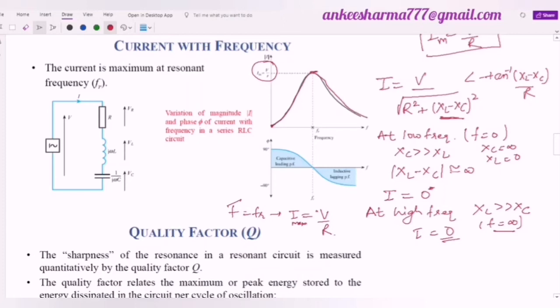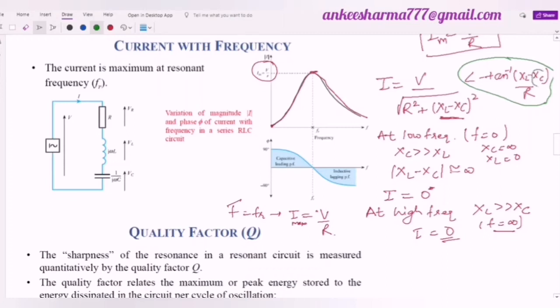So this is the magnitude part of my current, where I have just shown you the magnitude effect. Let's discuss the phase effect also. Now what is the phase? I use a different color now. This phase is tangent inverse of (XL minus XC) by R. It means if I start from lower frequencies, where XC is very, very greater than XL, then this tangent inverse will have a negative value because the XC value is very large.